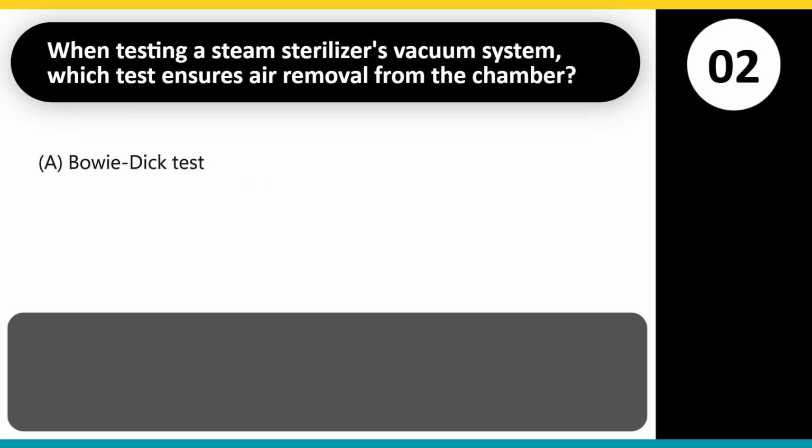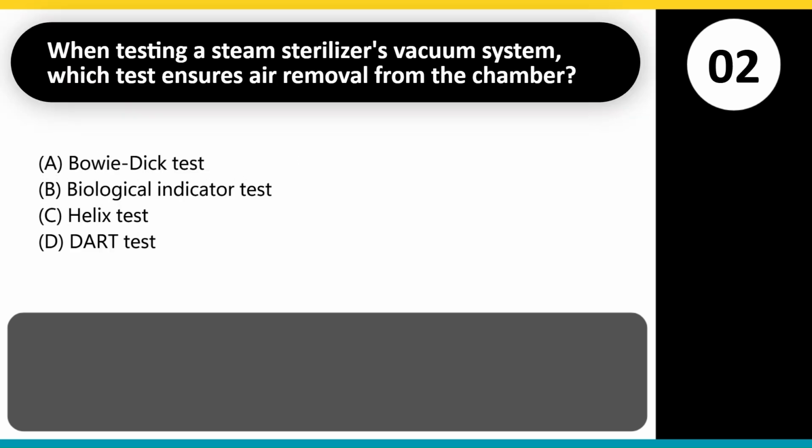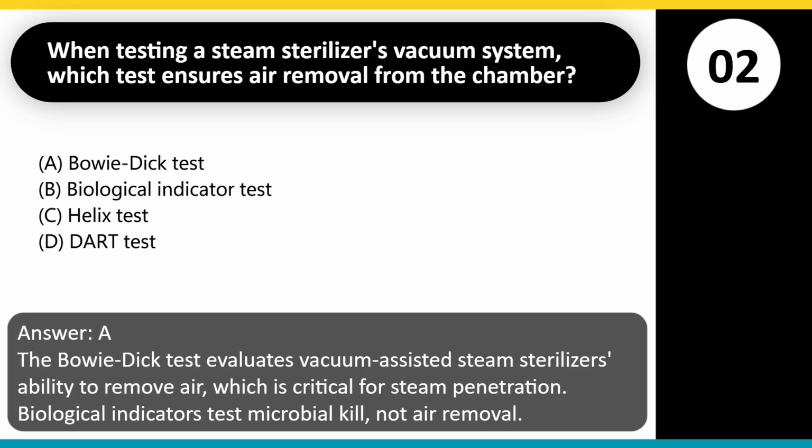When testing a steam sterilizer's vacuum system, which test ensures air removal from the chamber? A. Bowie-Dick test. B. Biological indicator test. C. Helix test. D. Dart test. Answer, A. The Bowie-Dick test evaluates vacuum-assisted steam sterilizers' ability to remove air, which is critical for steam penetration. Biological indicators test microbial kill, not air removal.